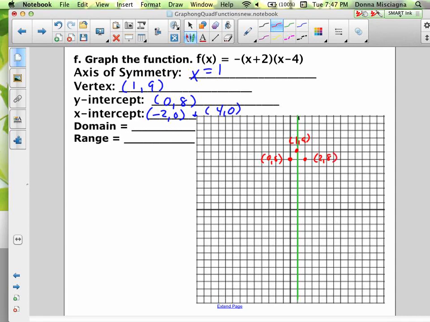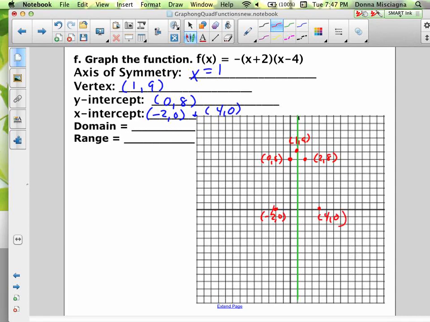And how did I know it was 2? Well, it's 1, 2 on the x-axis. Nothing special. I just identified the point it's located at. And then negative 2, 0 was an x-intercept. Yes, it was an x-intercept. And 4, 0 is our other x-intercept.